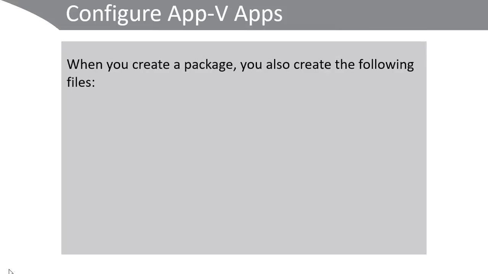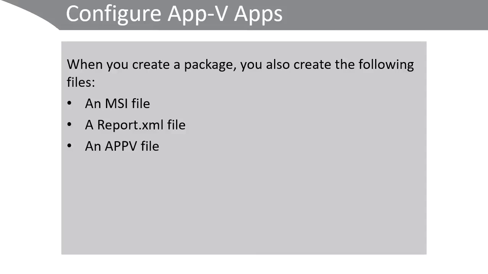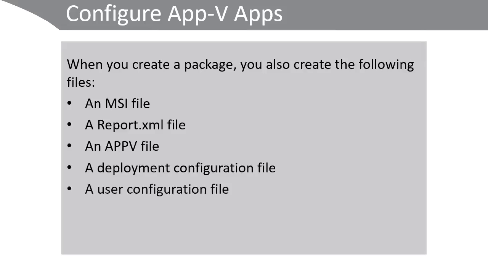When you create a package, you also create the following files. An MSI file that you'll use to install the virtual package on the client computers. A report.xml file that contains all issues, warnings and errors that were discovered during the sequencing in case you need to troubleshoot the package. An AppV file, which is the virtual application file. A deployment configuration file that regulates how the virtual application is deployed. A user configuration file that regulates how the virtual application runs.